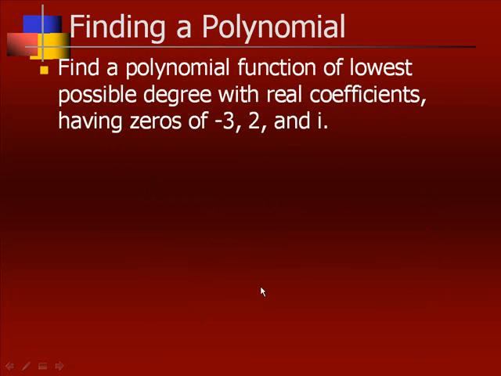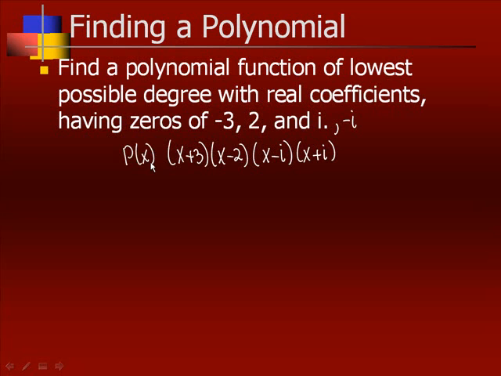Find a polynomial function of lowest possible degree with real coefficients having zeros of negative 3, 2, and i. Well, if negative 3 is a 0, x plus 3 is a factor. If 2 is a 0, x minus 2 is a factor. If i is a 0, then x minus i. And if i is a 0, then we must also include its conjugate, which is negative i, which would be x plus i.